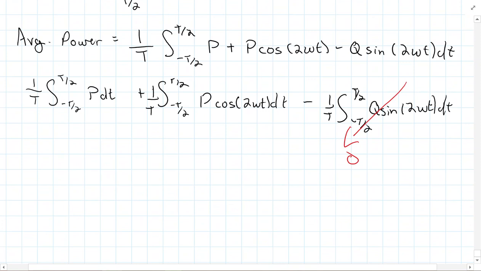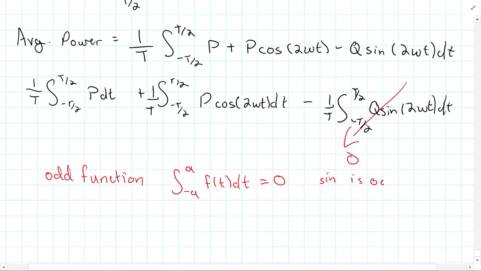And how do I know that's obviously 0? Well, remember, if you have an odd function, which is what the sine function is, and you have the integral from minus a to a of f of t dt, that's equal to 0. The sine function is odd. So I don't even care that it's 2 omega t, it's an odd function, so going from negative T over 2 to T over 2, it's going to be 0.